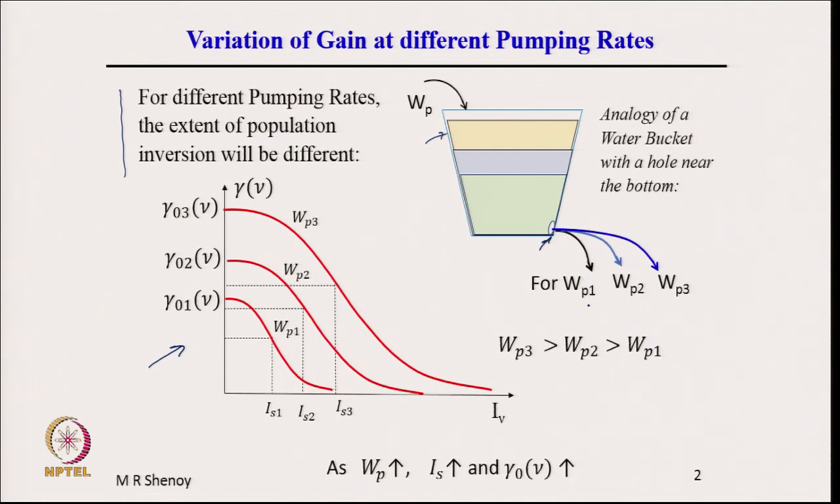For example, if we pump at a rate of WP1, that is a certain rate at which water is pumped into this bucket, then the level will go up to a certain height, so that the pressure with which water goes out of this hole will be such that the rate at which water goes out will be equal to the rate at which water is poured into the bucket.